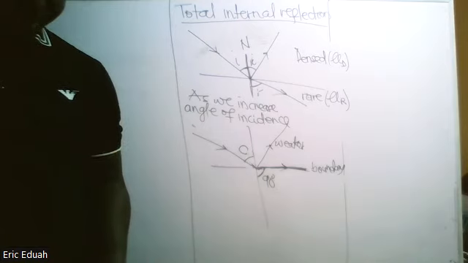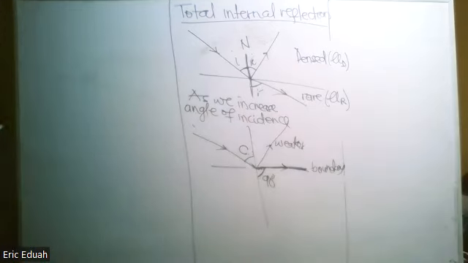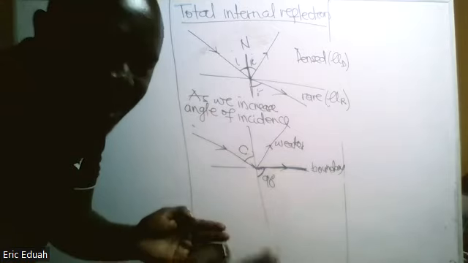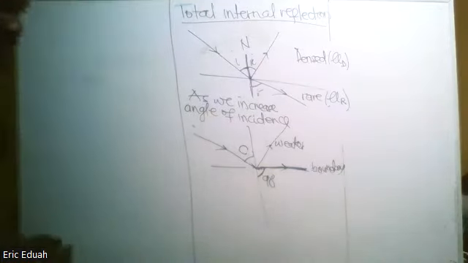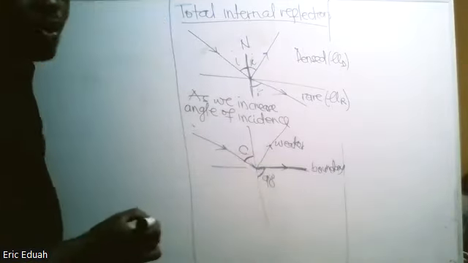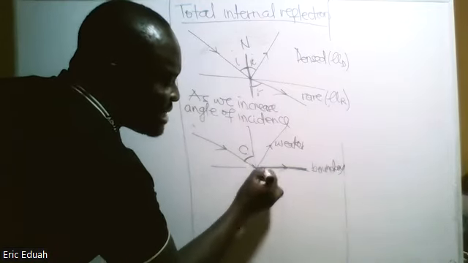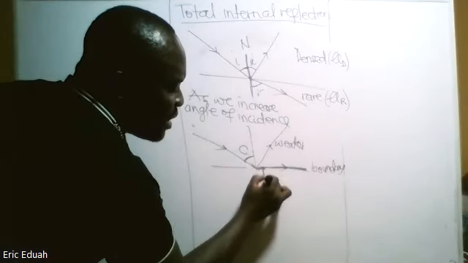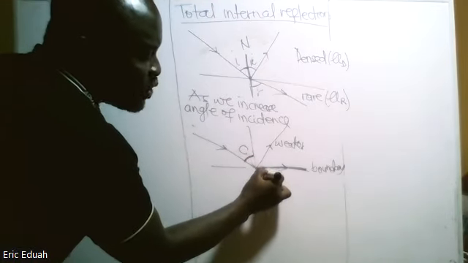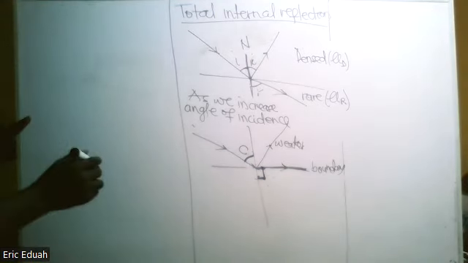All right. As you increase the angle of incidence in the denser medium gradually, bit by bit, a certain angle of incidence in the denser medium would give you an angle of refraction of 90 degrees in the less dense medium or the rare medium. And this angle of incidence in the denser medium, which gives you an angle of refraction of 90, is what we call the critical angle, C.